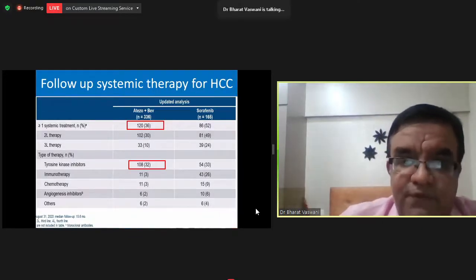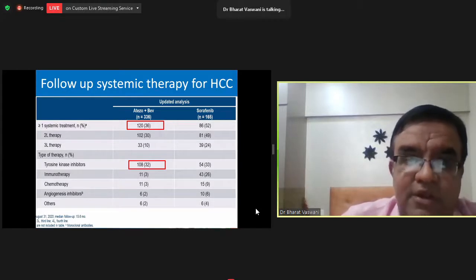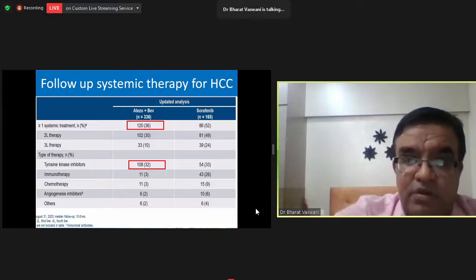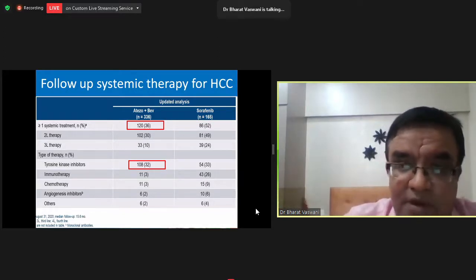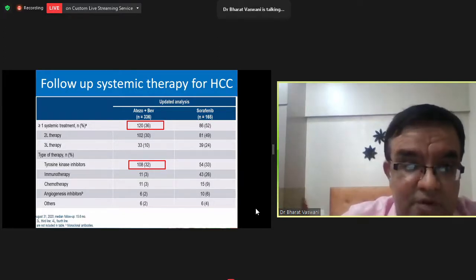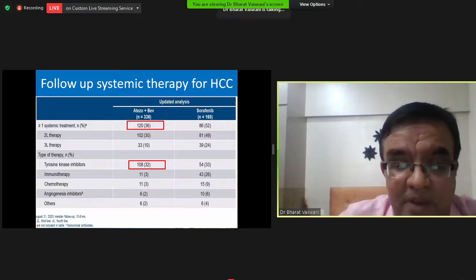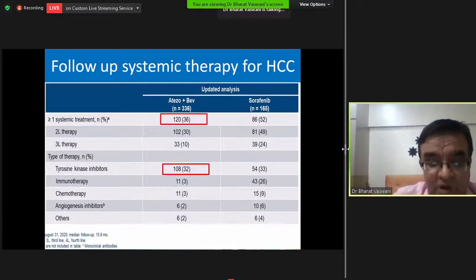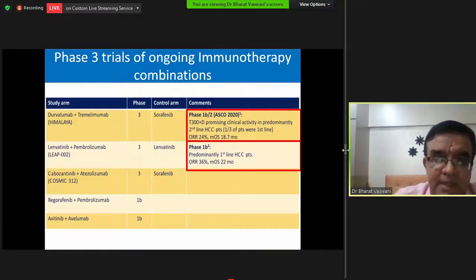This was most important for me: only 36% of the patients in IMbrave150 took more than one line of therapy. So can you imagine, 64% were not able to take much therapy after they took Atezo-Bev. As against that, in the sorafenib arm, 26% had immunotherapy and 33% had a tyrosine kinase inhibitor. So sorafenib had worked well because they took immunotherapy and good drugs in the second line, not because sorafenib was a very good drug. That is the most important thing for us to understand.